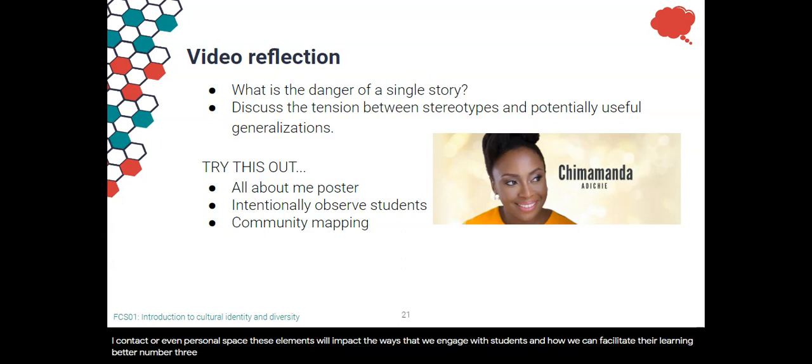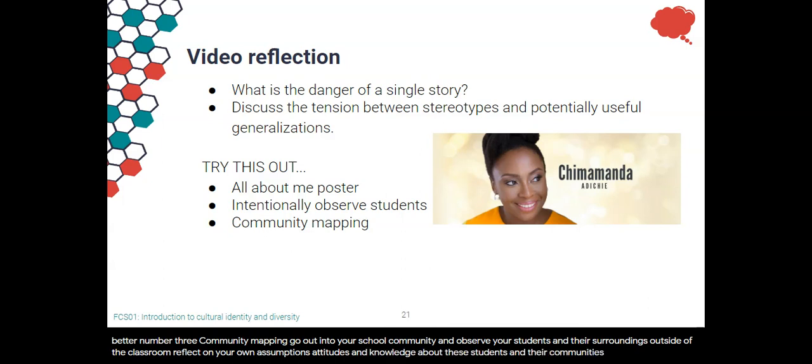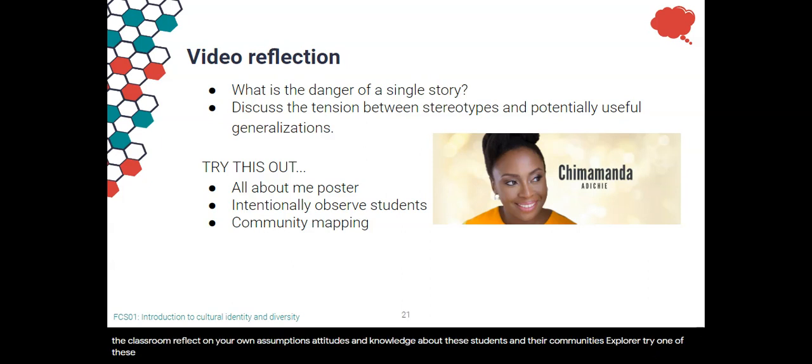Number three, community mapping. Go out into your school community and observe your students in their surroundings outside of the classroom. Reflect on your own assumptions, attitudes, and knowledge about these students and their communities. Explore or try one of these actions over the next few months. Ask if anyone has already tried these actions before and have them share their outcomes or results.